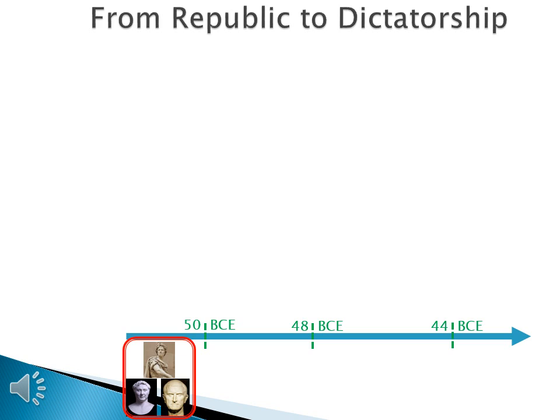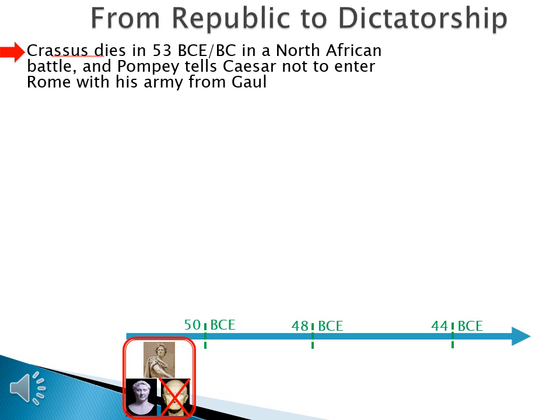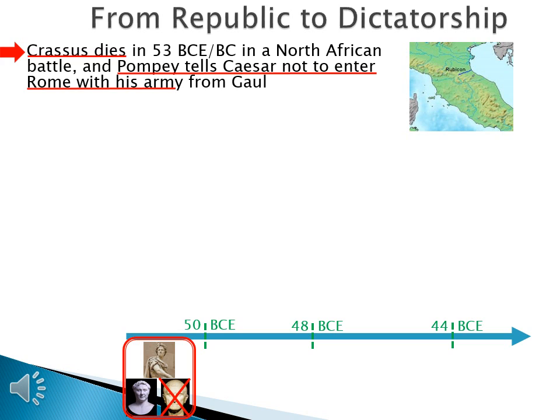Political alliances are great until they're broken, and then it's all downhill from there. And that's exactly what happens to Rome. Crassus dies in 53 BCE in a North African battle. And Pompey tells Caesar not to enter Rome with his army from Gaul. In other words, the most powerful man in Rome, Pompey, tells the most popular man in Rome, Caesar, do not cross the Rubicon River and come down here to Rome with your army.